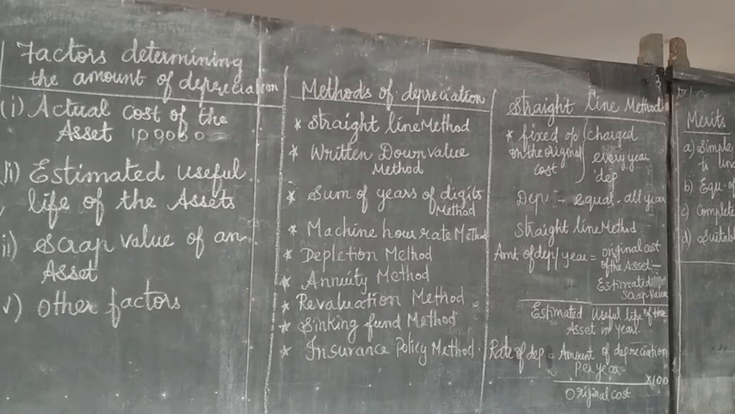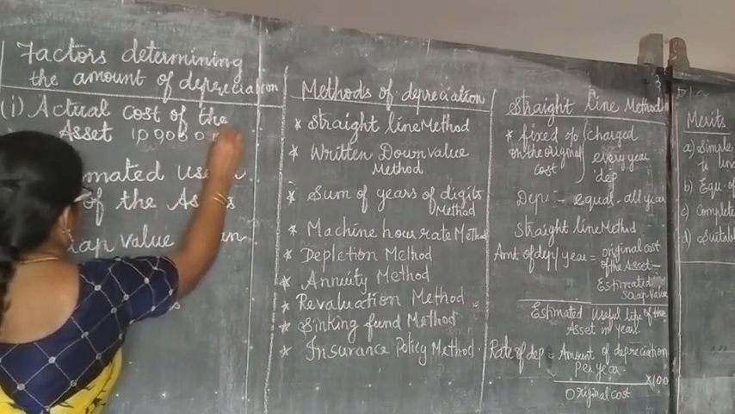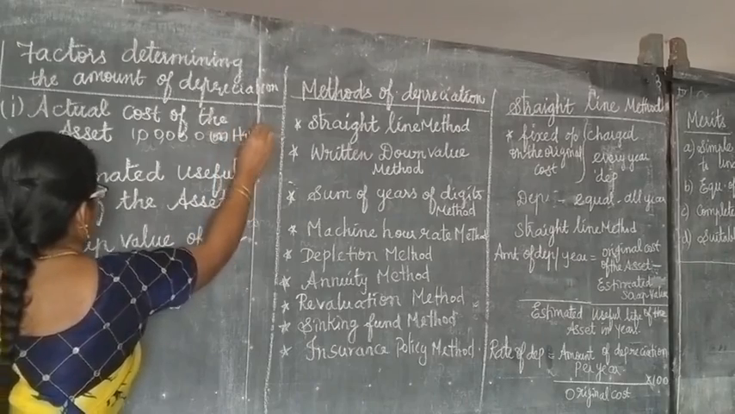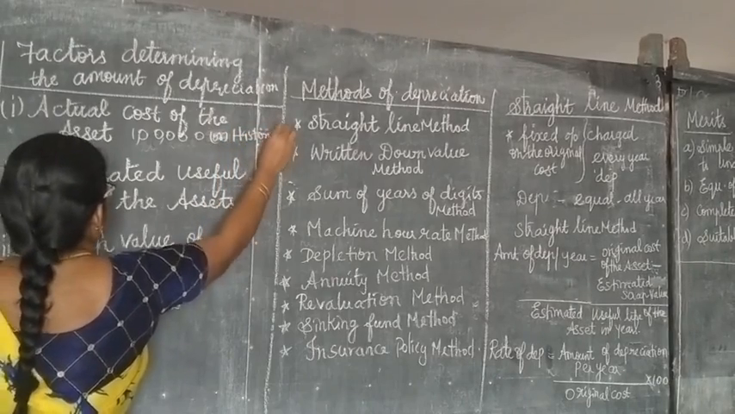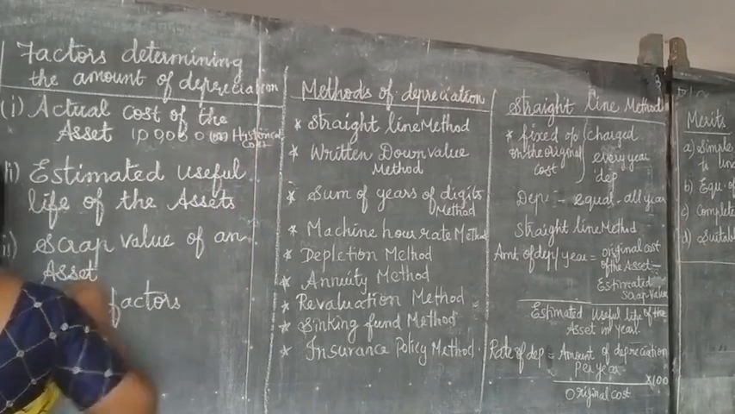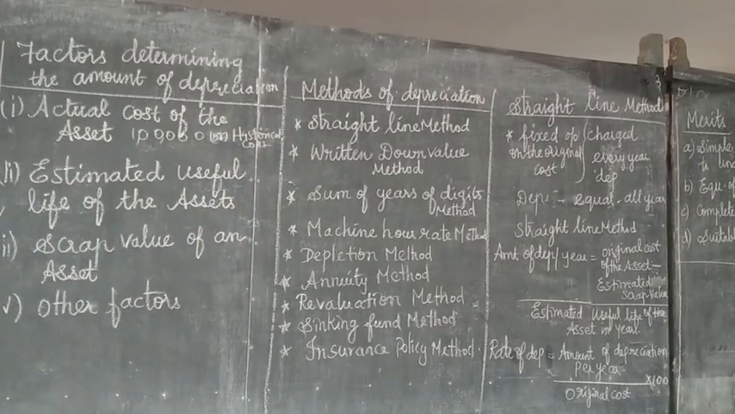Already in the first chapter, cost concept, you have learnt about this. Historical cost means while we are purchasing, the amount value of the asset is called historical cost. It includes all the expenses incurred on the asset to bring the asset to the present condition and location.